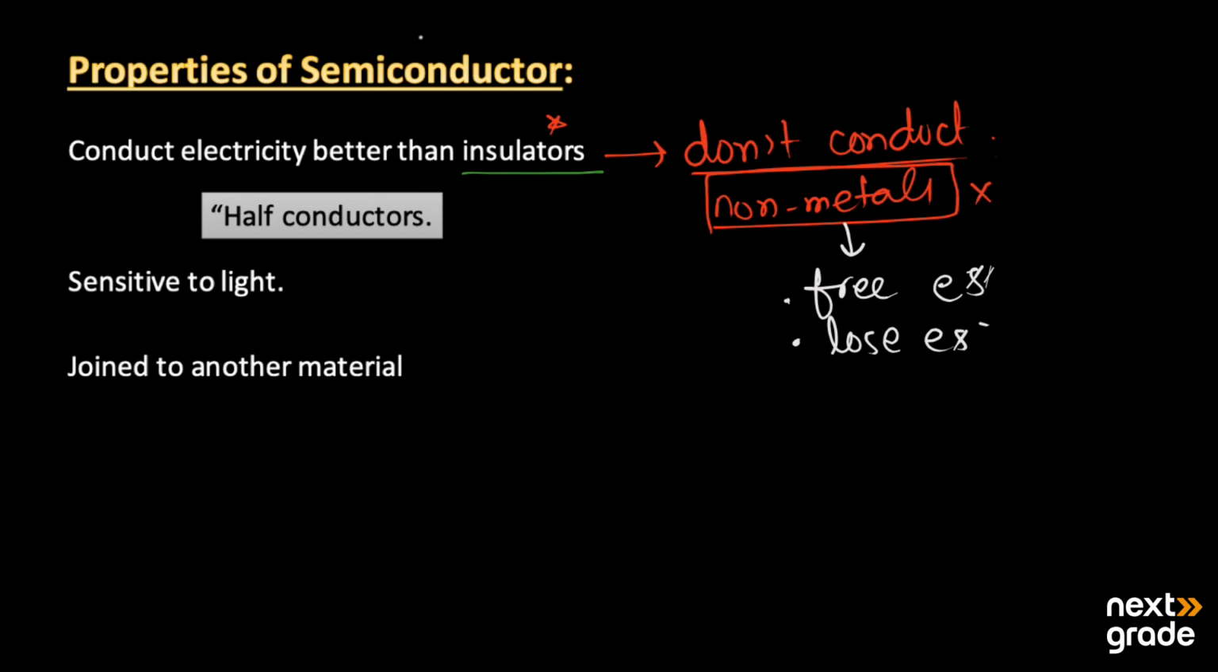But when we look at semiconductors, they are called half conductors. Why are they called half conductors? Because they can conduct electricity better than insulators but not better than metals. So this name was given to them. Now the question arises: how well do they conduct electricity? It all depends on one thing, which is temperature.